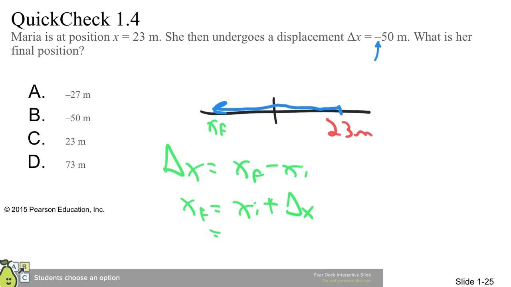Now we can just put in some numbers. She was at 23 meters. She has a displacement of -50, so she ends up at -27, which is answer A.